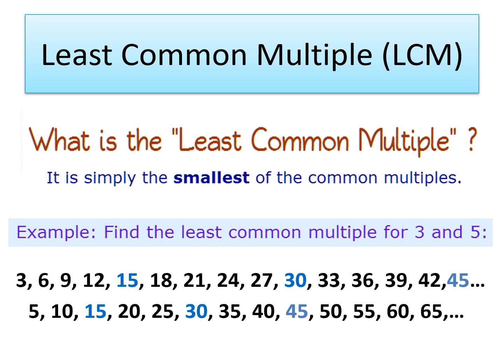Now if you notice, the blue numbers, 15, 30, 45, those are common multiples. Okay, so 15, 30, and 45. And marami pa yan. So infinite yan. But the question is, what is the smallest or the least common multiple for 3 and 5? So the correct answer is 15 in this case.